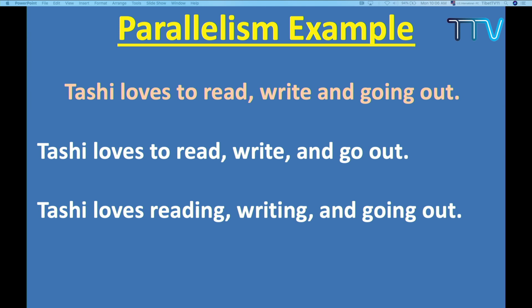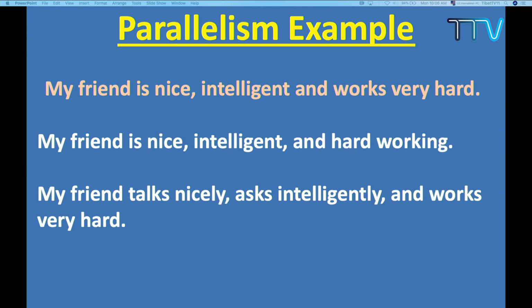So let us take another example. My friend is nice, intelligent, works very hard. If you look at this, when I begin my sentence, I'm talking about the adjective: my friend is nice, intelligent, smart. And then all of a sudden I talk about "works very hard." So you see the form is not the same.